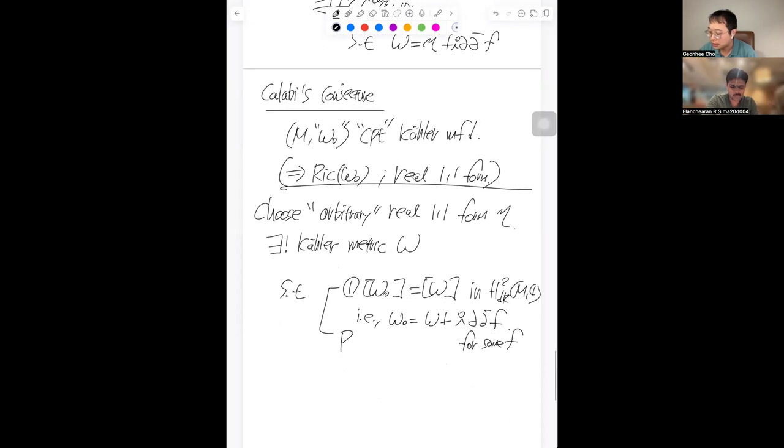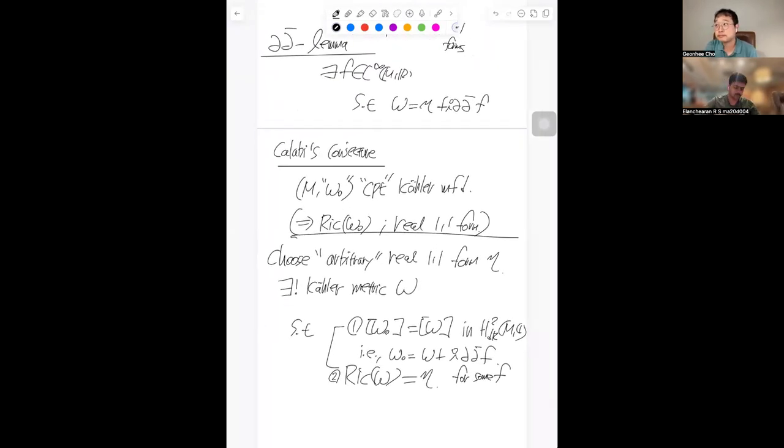Second, what do you expect? The Ricci form of omega. I am not saying cohomology class. I am saying the Ricci differential two-form itself equals what? Eta. Such a metric uniquely exists in the case of compact Kähler. This is Calabi-Yau. So hopefully now you understand this statement: if we put an arbitrary real (1,1) form, we can realize this as a Ricci form with a unique Kähler metric that shares the same de Rham cohomology class as the initial Kähler metric.